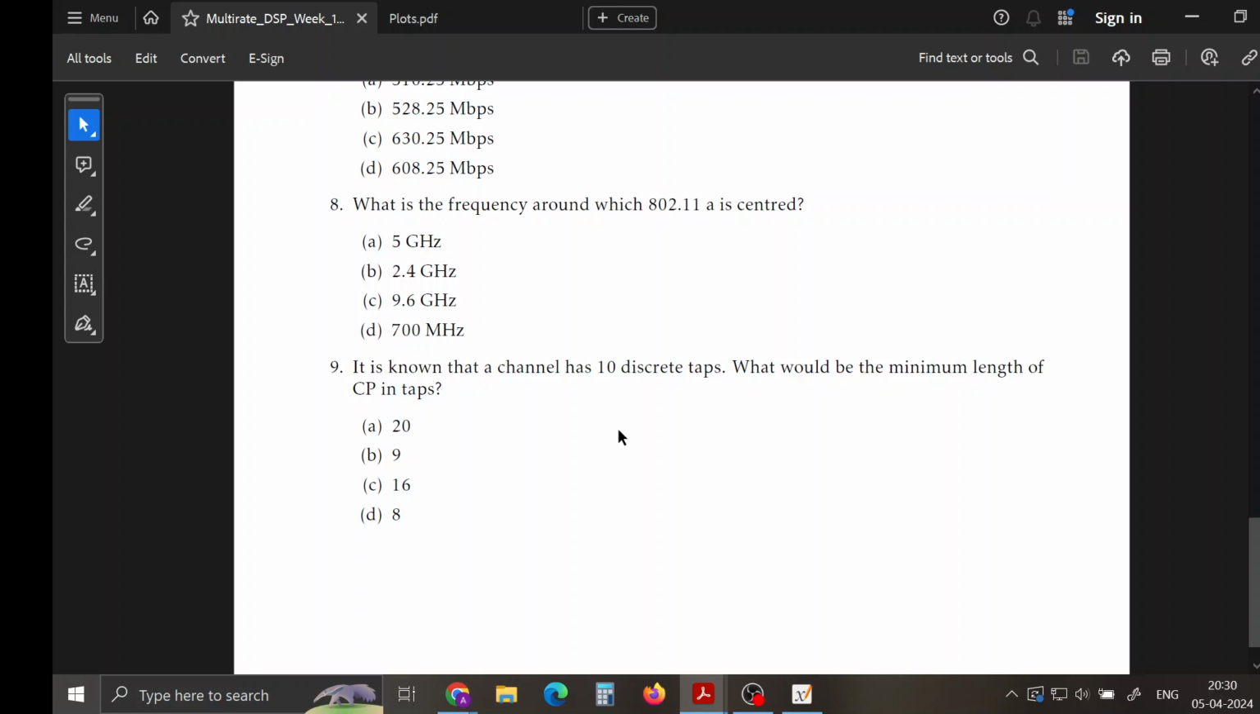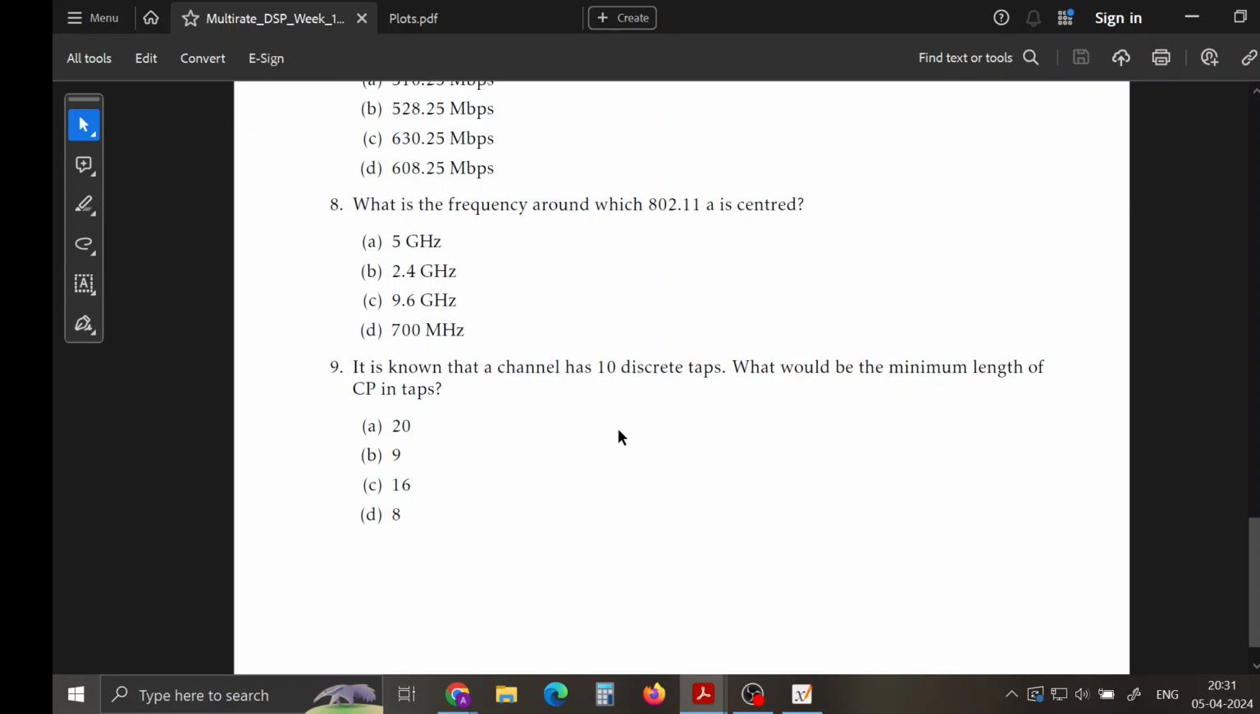9 symbols of ISI. And the requirement of the cyclic prefix is that the length of the cyclic prefix should be at least the number of symbols of ISI, which in our case is 9. So the minimum length of cyclic prefix should be 9. Option B. And what is this cyclic prefix?